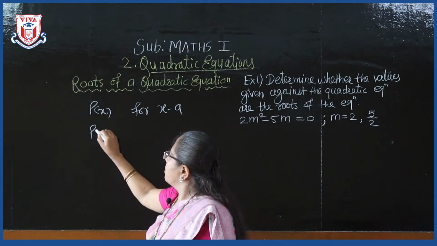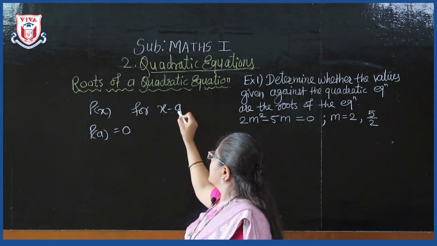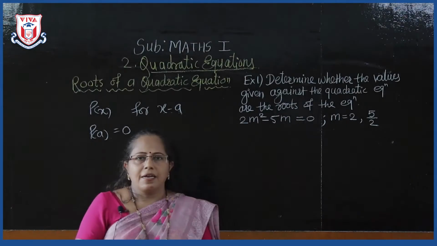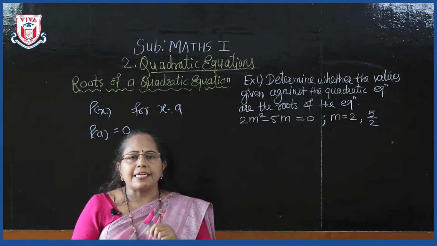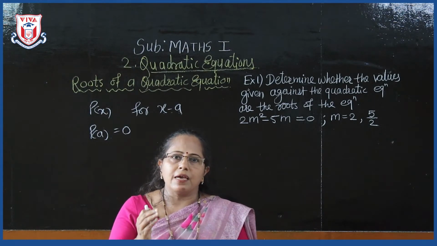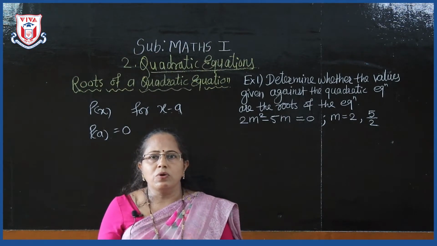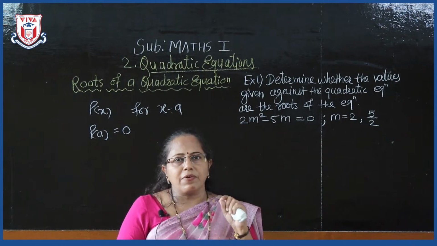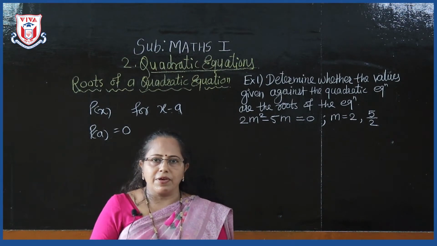Means suppose P(a) is equal to 0. Then we can say that x minus a is a factor of polynomial P(x). That means in a quadratic equation, if the value of the variable satisfies the equation. Now, what does satisfying the equation mean? If you substitute the value of that variable in the equation, we get left hand side equal to right hand side. Then we can say that that value satisfies the equation. So that value of the variable is called a root of the equation.